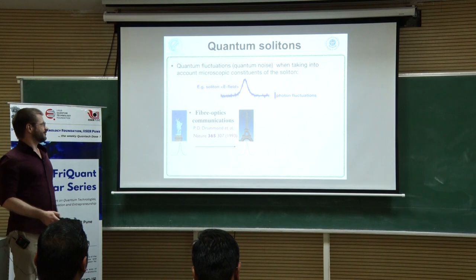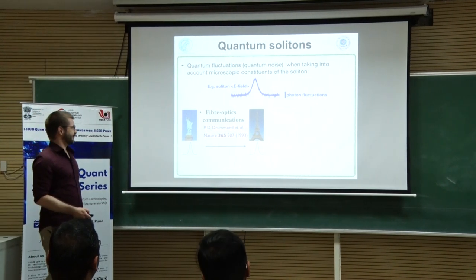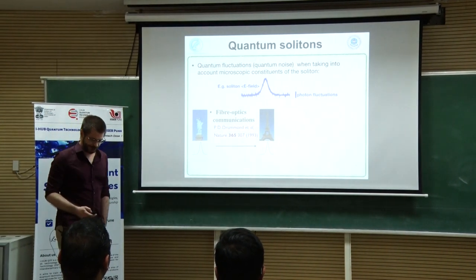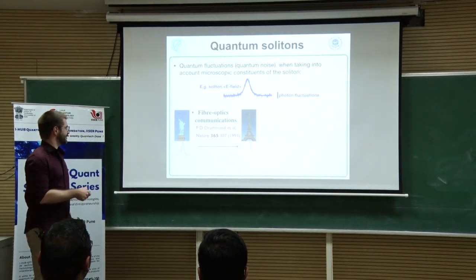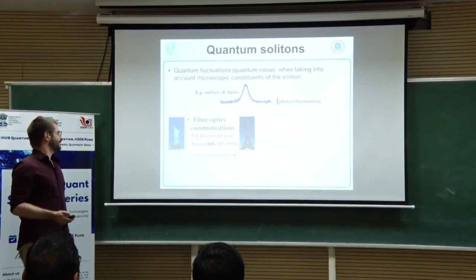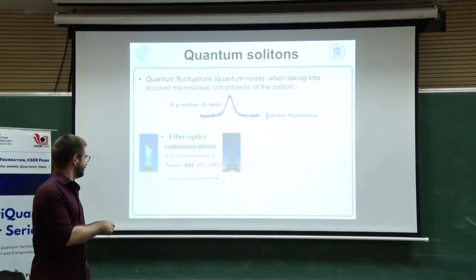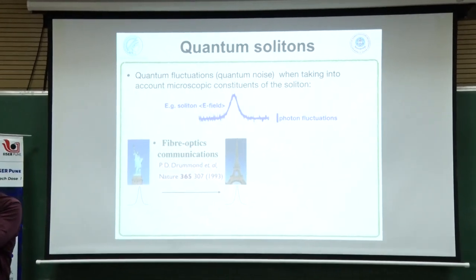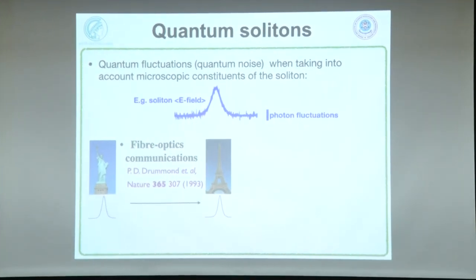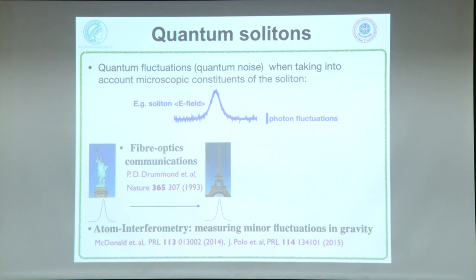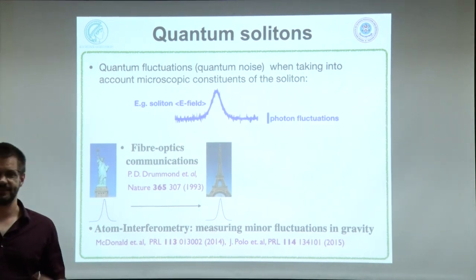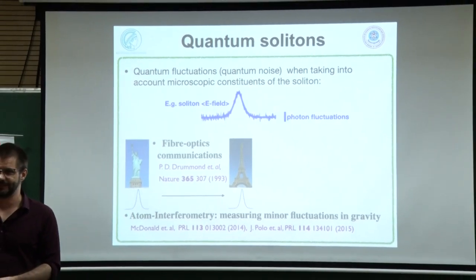Either the quantum or the classical soliton has a bunch of applications of interest for technology. The most prominent one is fiber optical communications. Apparently people have sent solitons all the way from New York to Paris, and I think these are routinely used in fiber optic communication. In atoms, they have been proposed in interferometry, for example to build atom interferometers and measure gravity using these solitons.